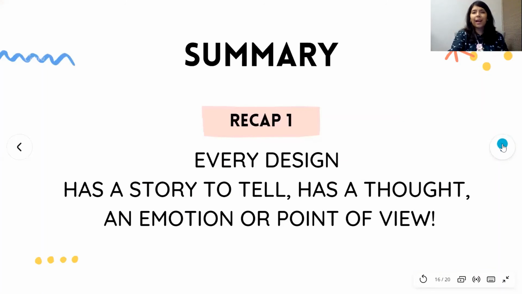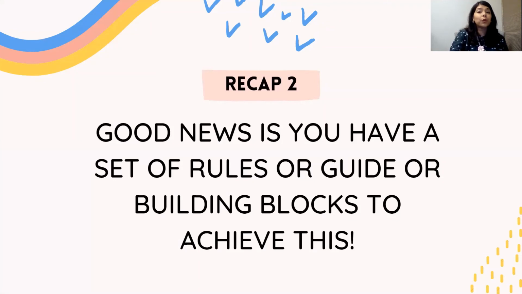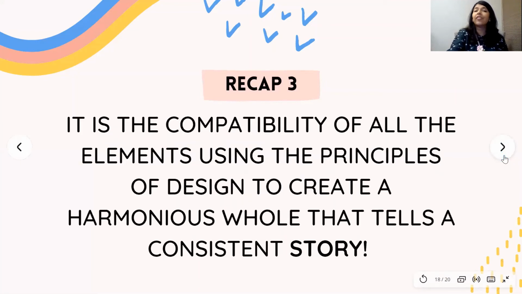Let's do a fun recap. Every design has a story to tell, has a thought, an emotion, or point of view. Do we all agree? Yay. Recap 2. Good news is you have a set of rules or guide or building blocks to achieve this. And recap 3. It is the compatibility of all the elements using the principles of a design to create a harmonious whole that tells a consistent story.